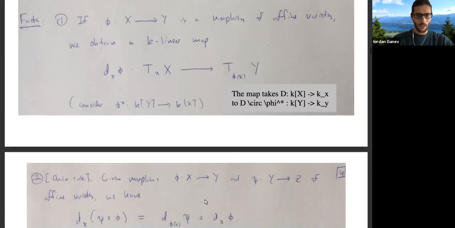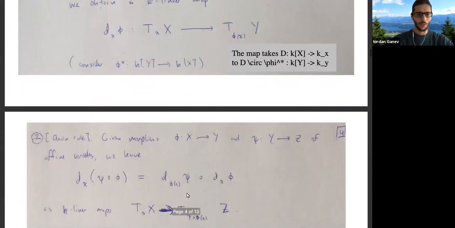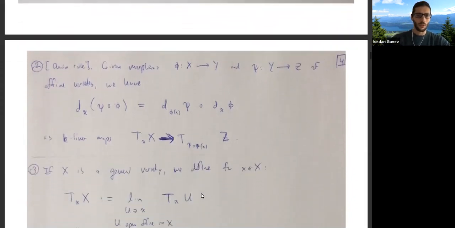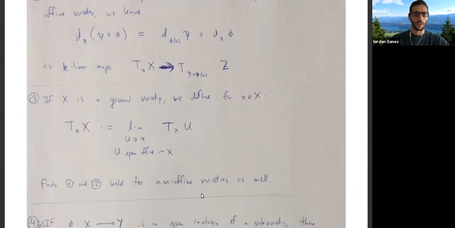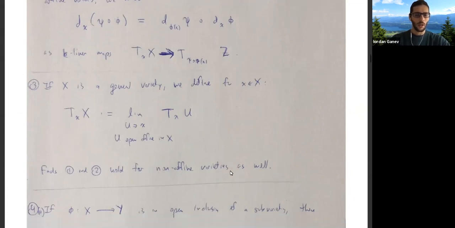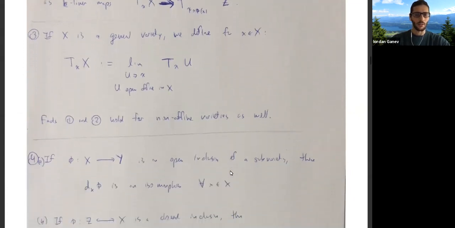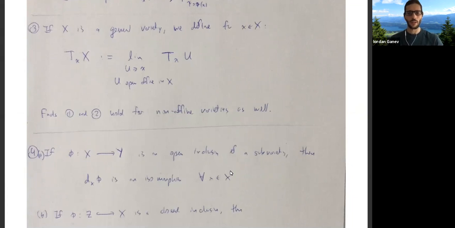So that's that, and we have the chain rule. So the differentials respect composition. Technically we need to do those first for affine varieties, but then we can extend everything to non-affine varieties. And then there were some basic facts, like if we have an open inclusion of a subvariety, then the differentials at all the points of x are isomorphisms.